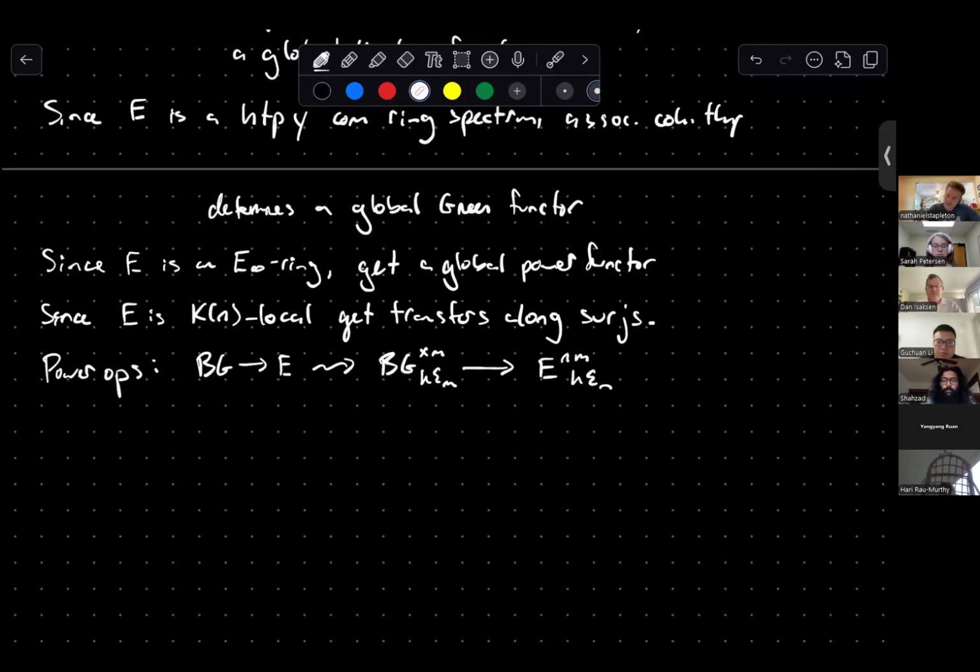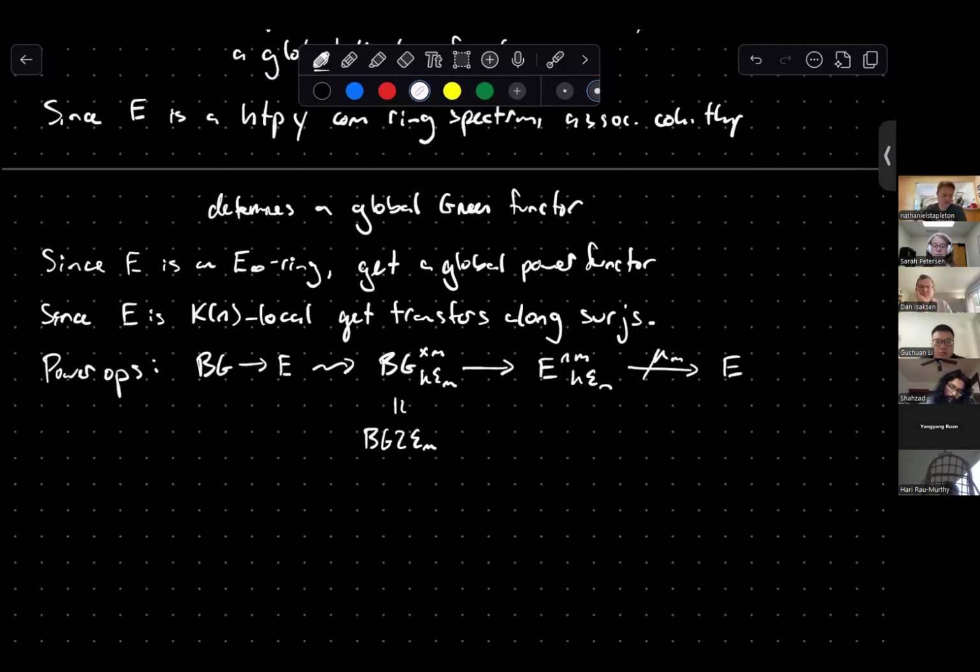And the thing on the left, where I take BG to the M and I take the sigma M homotopy orbits, this is actually BG wreath sigma M. It's the classifying space of the wreath product. And the thing on the right, because we have this E infinity ring structure, comes equipped with a map, which is a multiplication map, back down to E.